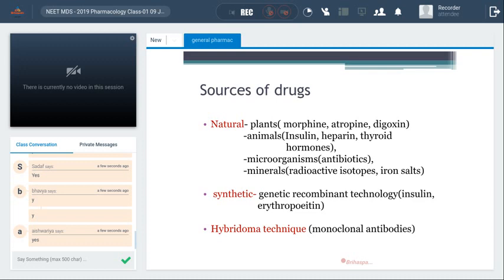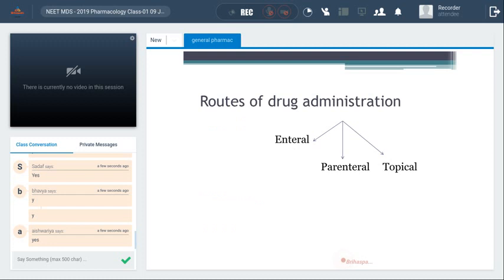Then we have something called the hybridoma technique. These are some newer drugs called monoclonal antibodies, which means we are cloning a single antigen and producing antibodies. Okay, this we will see a little later. The technique used for this is the hybridoma technique. So we have natural, synthetic, and the drugs which are produced by hybridoma technique, which are called monoclonal antibodies.